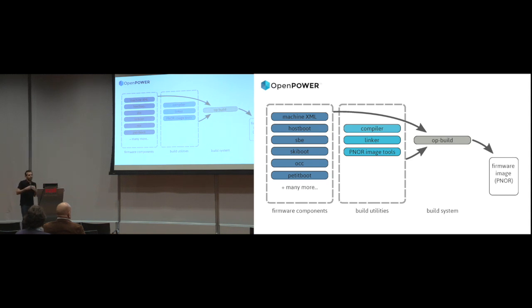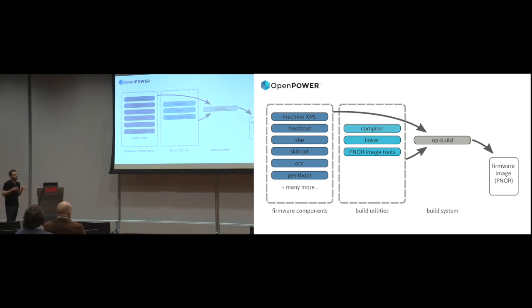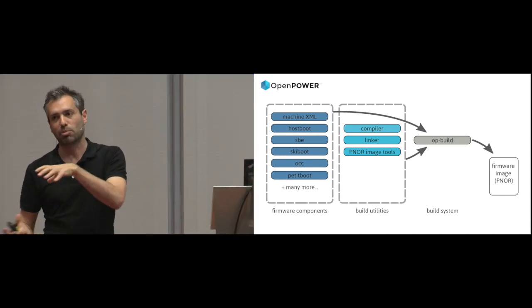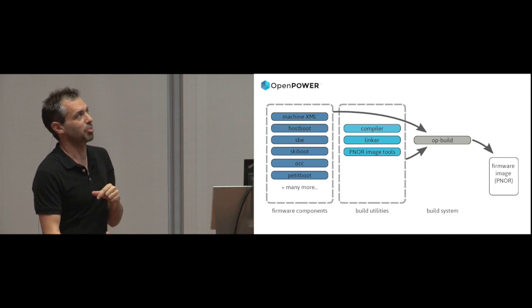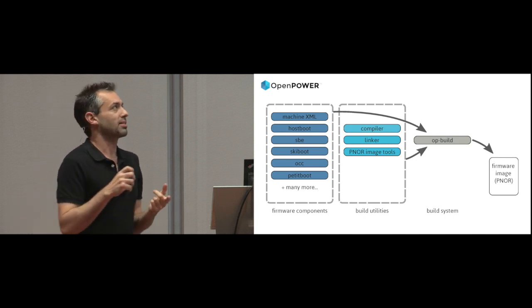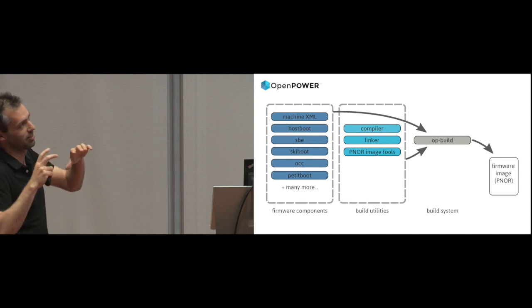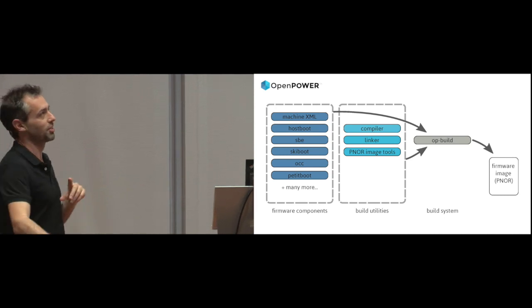Given the way that we use the OP build project, it is itself in version control. So in theory, that means that if you have a specific version of the OP build Git tree, we can use that reported version number to find out exactly which components were used to construct that build. So we might say we're using Petitboot version 1.4.2 plus Skiboot version 5.6 plus this version of the linker and this version of the PNOR image tool.